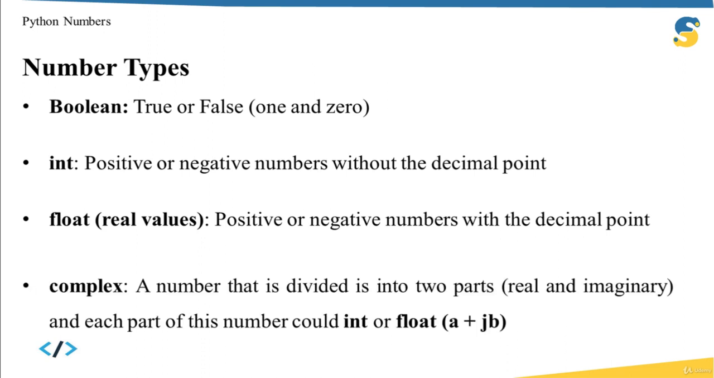The last supported type is complex, and usually a complex number is divided into 2 parts, real and imaginary, and each part of this number could be an integer or a float. For example, we write a plus jp, so a could be integer or float, p could be integer or float. Most often, we use complex numbers with complex algebra, not in software engineering. Therefore, in our future lectures, you are not going to see complex numbers in any of our examples. Now let's move to PyCharm IDE and see how we can deal with these number types.